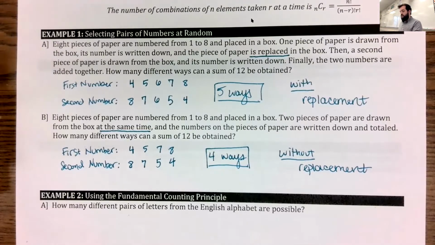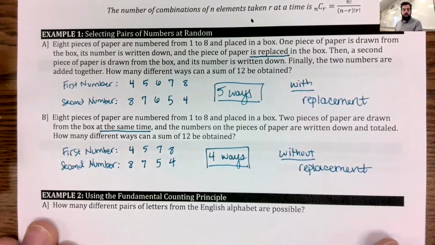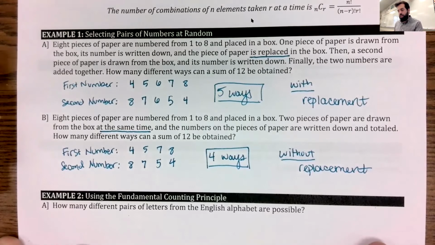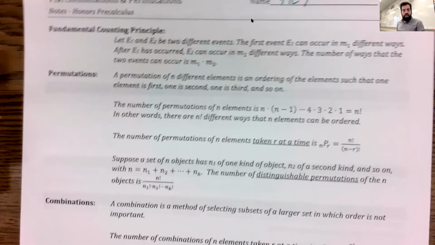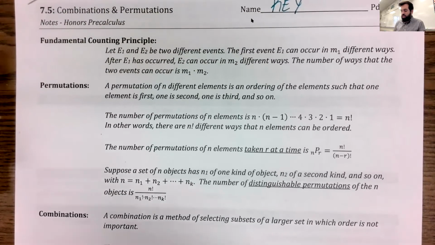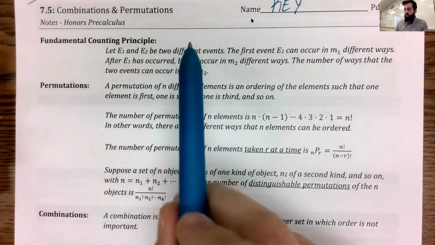Okay. So then let's go back up and take a look at the fundamental counting principle before we go into example 2. We've got 3 key vocab terms that we're going to be talking about this lesson: the fundamental counting principle, permutations, and combinations. We're going to start with the fundamental counting principle.